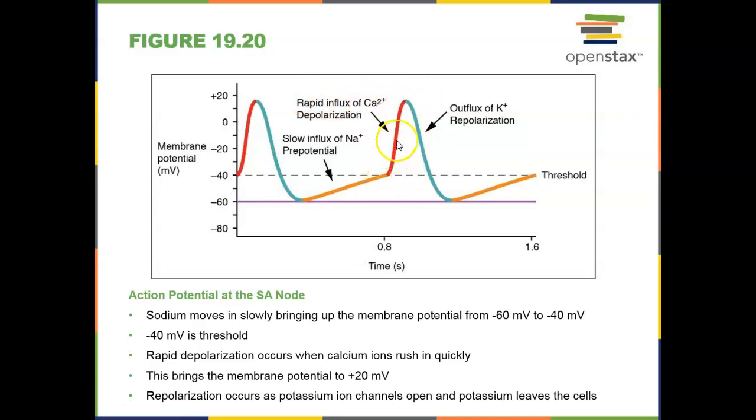And so that's where that action potential is. As soon as we hit about positive 20 millivolts, sodium channels close, calcium channels close, and now we have potassium channels opening and potassium rushes out. This brings us back down to a more resting membrane potential.